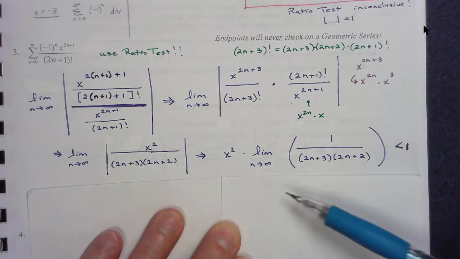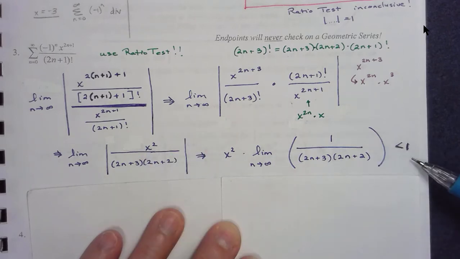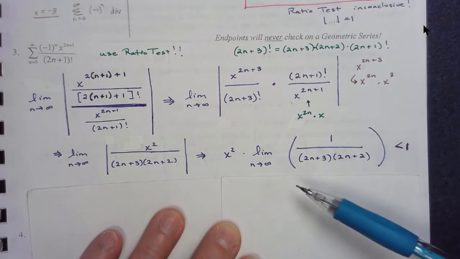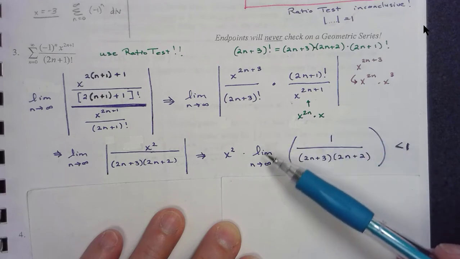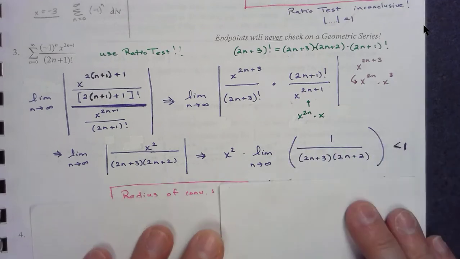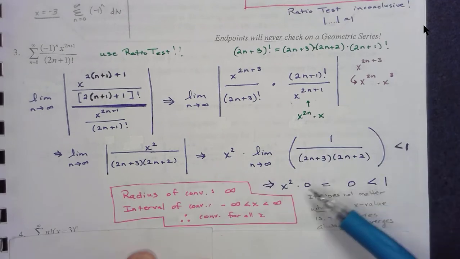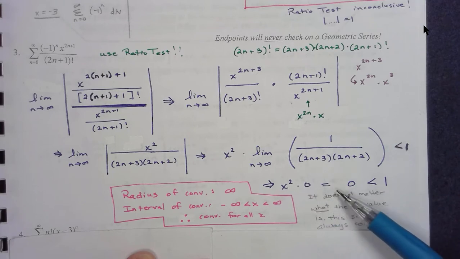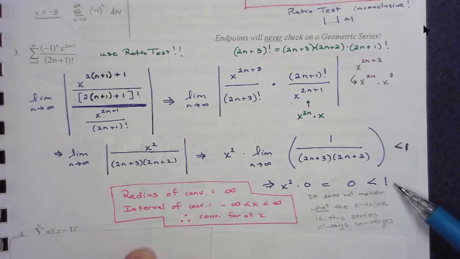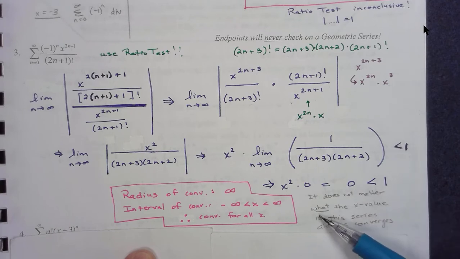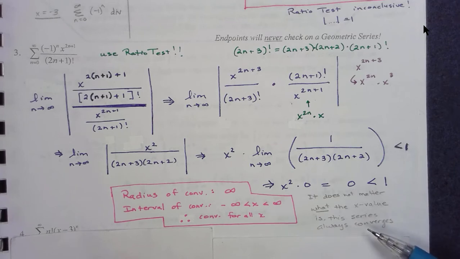Now, I need this entire expression to be less than 1. Well, what do I know about this as n goes to infinity? That is 0. And we know that x squared times 0 is 0, and 0 is less than 1. It doesn't matter what the x value is. This series always converges. Now, why does it converge?